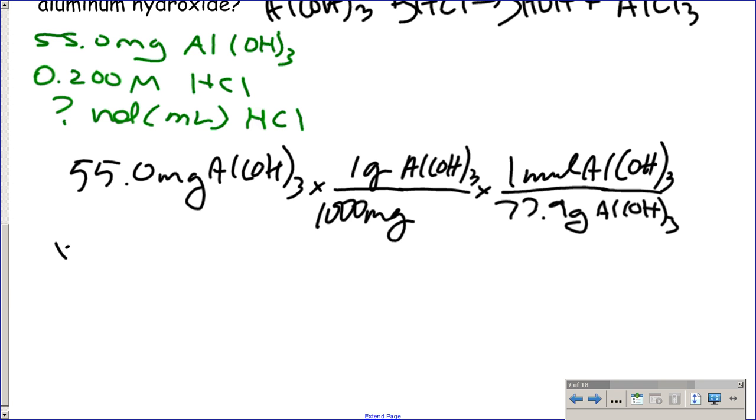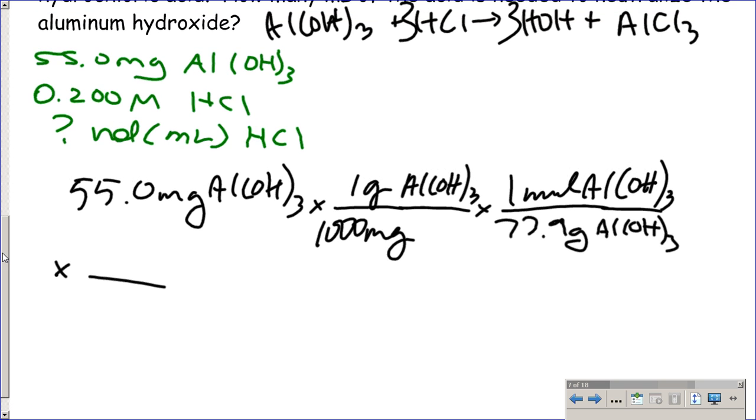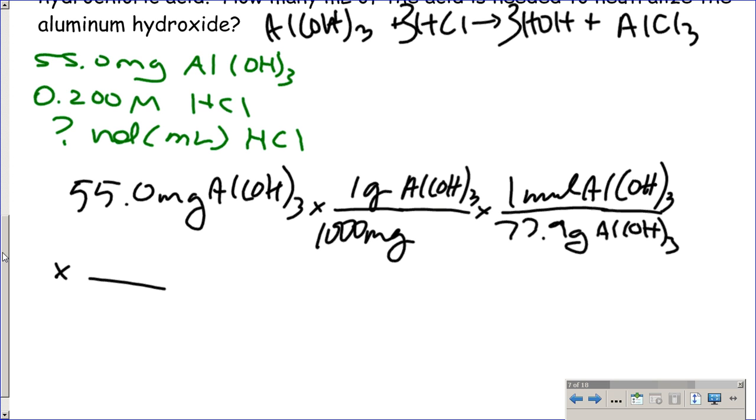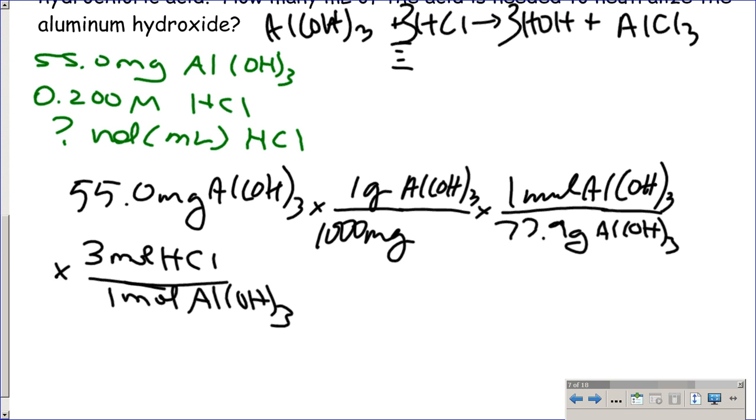Mole ratio. What is that mole ratio between aluminum hydroxide and HCl? 3 to 1, right? So who's going on top? HCl. So 3 moles of HCl, because there's a 3 here, over 1 mole of AlOH3. Sometimes it's nice to stop and make sure that everything is canceled. So milligrams have canceled, grams of aluminum hydroxide have canceled. Now moles of aluminum hydroxide have canceled, and now I'm in moles of HCl.